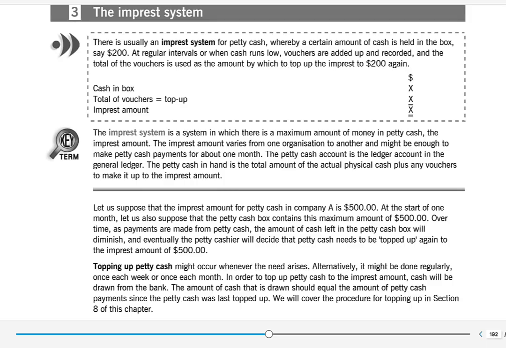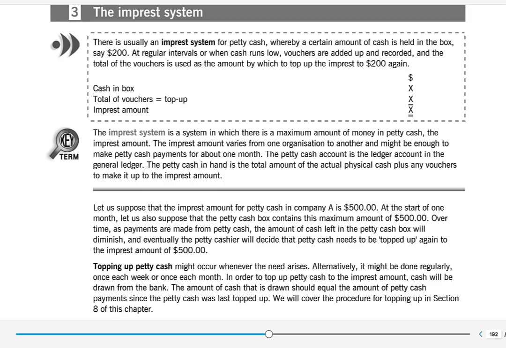2. What happens during the month? During the month, people will request small payments from petty cash. For each petty cash payment, 2 things must happen. First, cash goes out of the petty cash box. Second, a voucher and receipt go into the petty cash box. So as time passes, the cash in the box becomes less and less, but the number of vouchers and receipts becomes more and more. This is exactly what we want, because the vouchers act like evidence. They prove where the cash went.